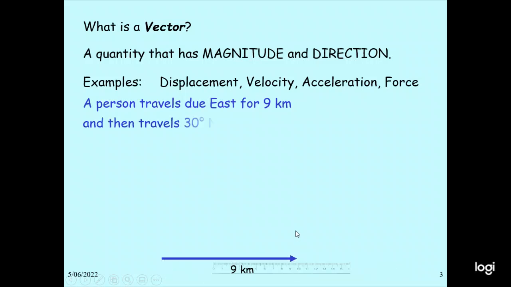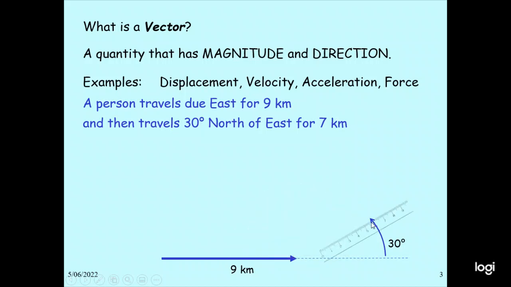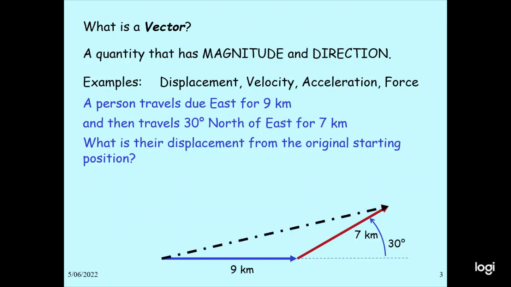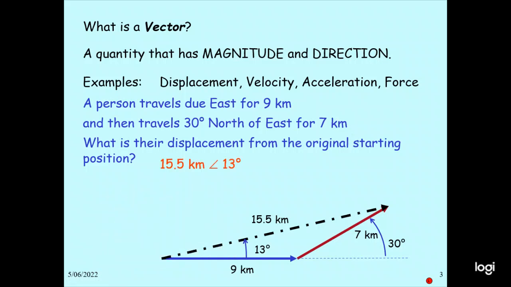A person travels east for 9 kilometers, then travels 30 degrees north of east for 7 kilometers. So this is the 30 degree angle, and this is the 7 kilometers. Then from the starting point to the ending point, you join them. So the person's distance this way you can find, and that will be 5 kilometers. So this is the angle, 30 degrees.